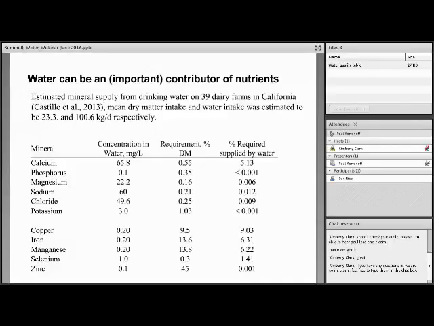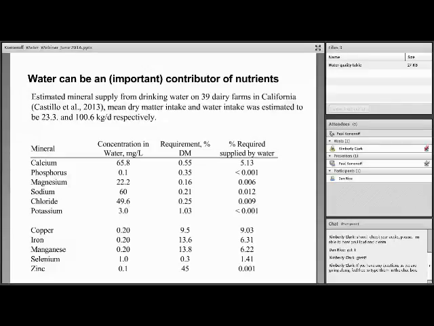So in this case, this is some research out of California where they surveyed a total of 39 farms in the San Joaquin Valley, and they looked at the concentration of these minerals in water. The minerals are listed on the left-hand side here with the concentration in water. What I've got listed is the requirements as they've published them in this paper. And then in this final column, the percent of the requirement supplied by water.